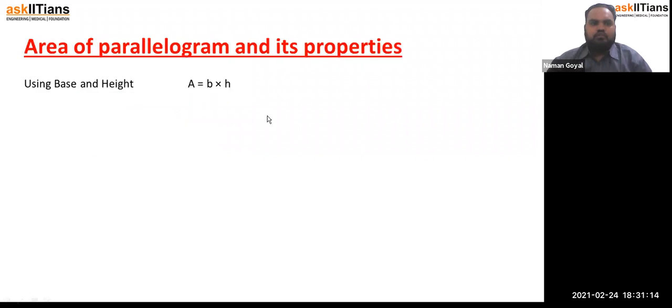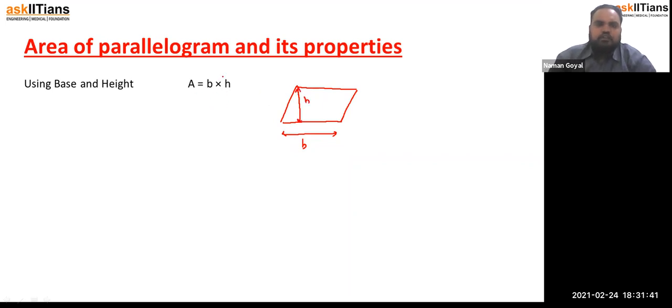So the first topic is the area of a parallelogram. As I told you in the previous lecture, the area of a parallelogram is base into height. So if there is a parallelogram like this, and this is the base and this is the height, the area of this parallelogram is base into height. Okay, so we are going to prove that formula also.